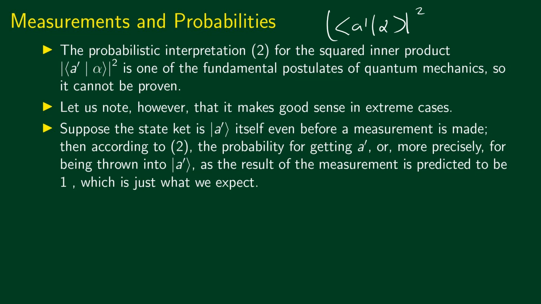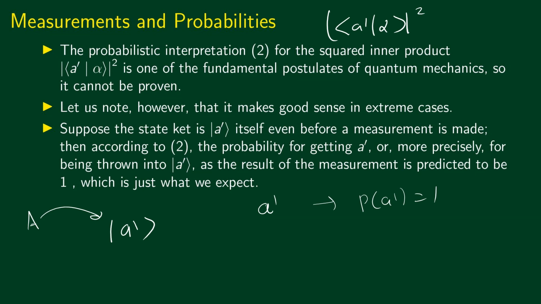Now let's note that it makes good sense in extreme cases. Suppose the state is given by ket A prime, one of the eigenkets of operator or observable A. If I measure A on this state, I know I am going to get the corresponding eigenvalue A prime. This means that the probability for measuring A prime has to be equal to 1.